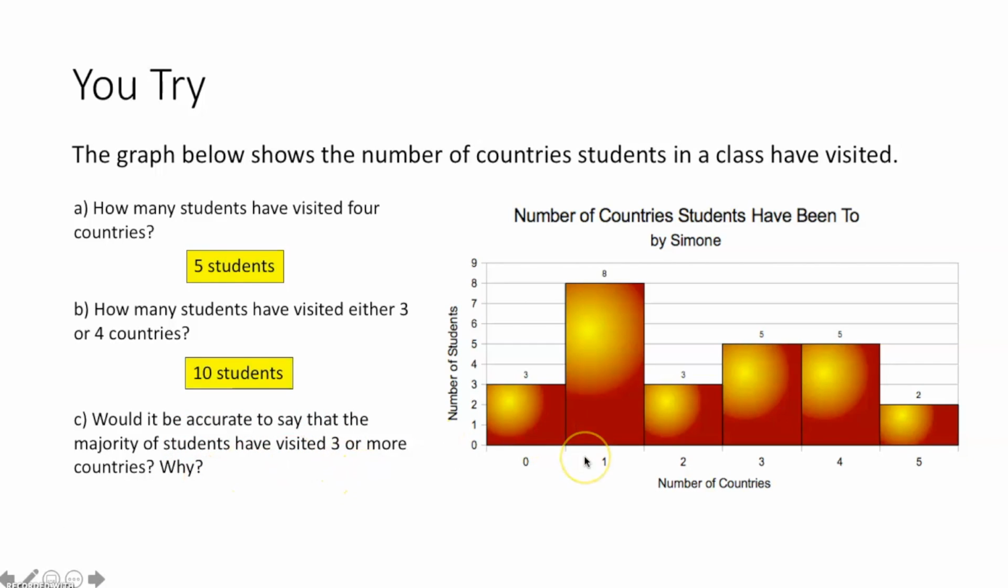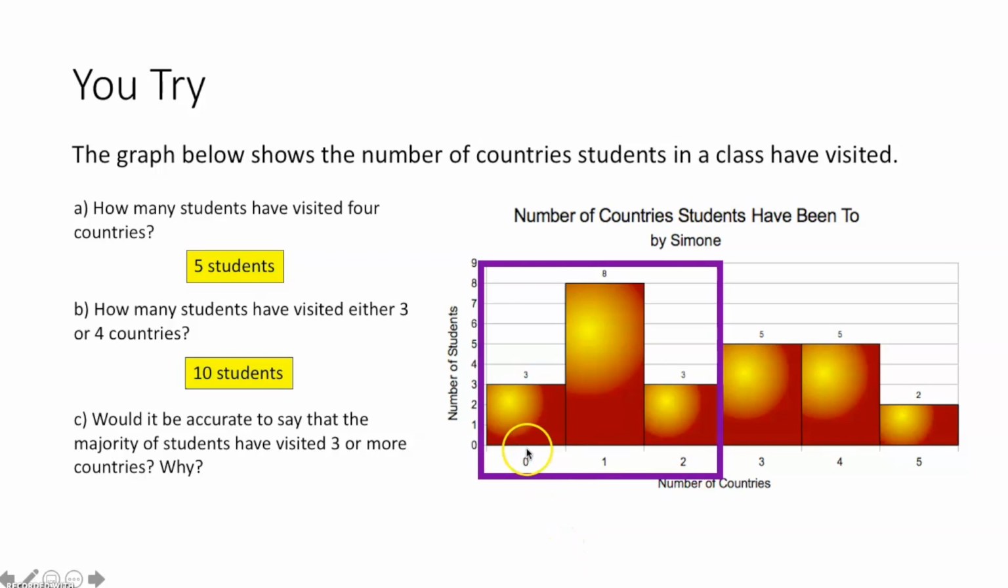Why? So we need to figure out how many students have visited 0, 1, or 2 countries, and how many students have visited 3, 4, or 5 countries. So let's add these together. Students that have visited 0, 1, or 2 countries, we add the 3 plus the 8 plus the 3, and we end up getting 14 students.